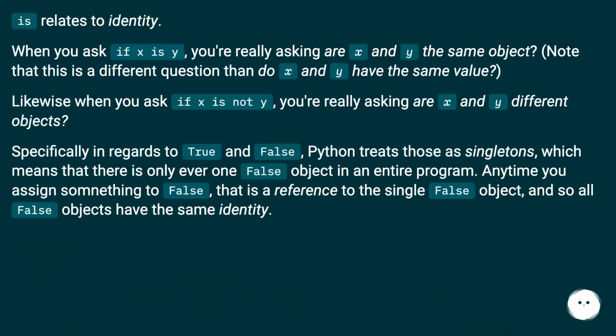Is relates to identity. When you ask if x is y, you're really asking: are x and y the same object? Note that this is a different question than: do x and y have the same value? Likewise, when you ask if x is not y, you're really asking: are x and y different objects? Specifically in regards to True and False, Python treats those as singletons, which means that there is only ever one False object in an entire program. Anytime you assign something to False, that is a reference to the single False object, and so all False objects have the same identity.